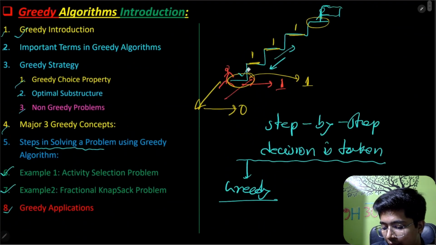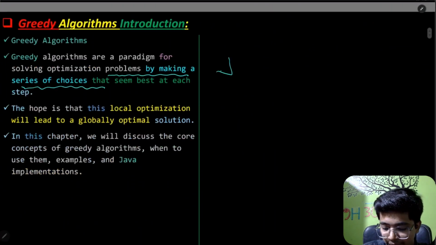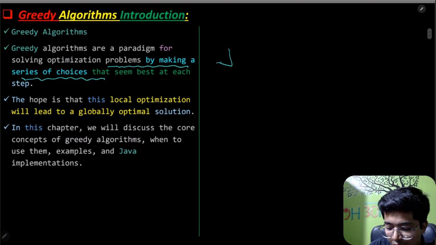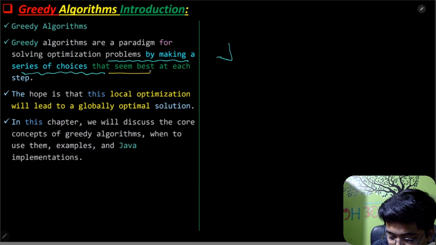We took decisions here, here, here. So in all the steps we took the decision. So that is making a series of choices that seem best at each step. That was the best choice for us in that step. That seems best at each step. The hope is that local optimization will lead to a global optimal solution.